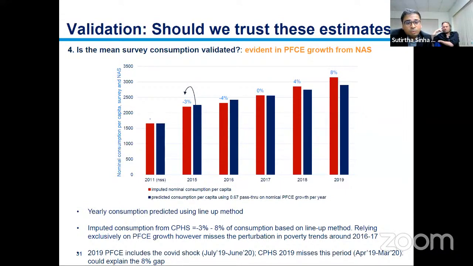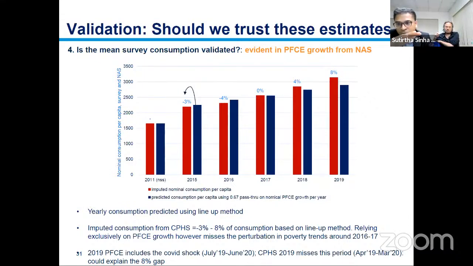And so what we see is that for 2015 and 2016, the mean survey consumption implied by our approach is about 3 to 4% lower than the national accounts consumption. And this is about the same sort of magnitude difference, or at least in that region of difference, that Arvind Subramanian has noted for 2011 to 2016 in national accounts.